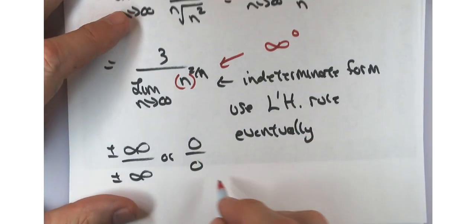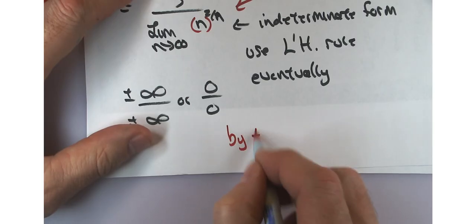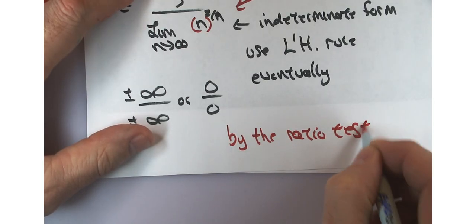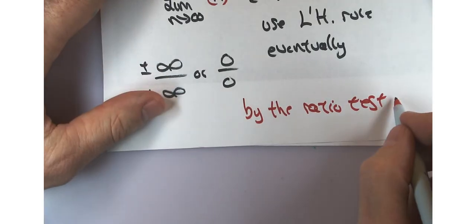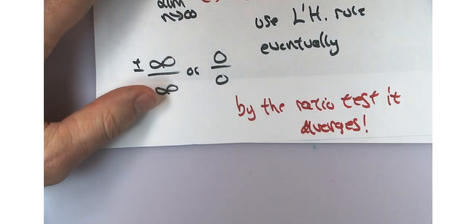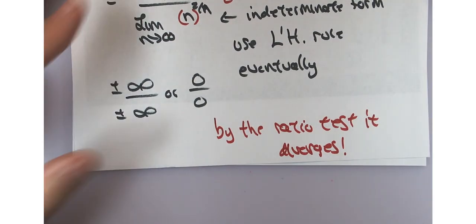So by the ratio test, it diverges. And I'm sorry that I'm not showing it here, but the limit there, when you apply the ratio test, is going to be 3, so it diverges.